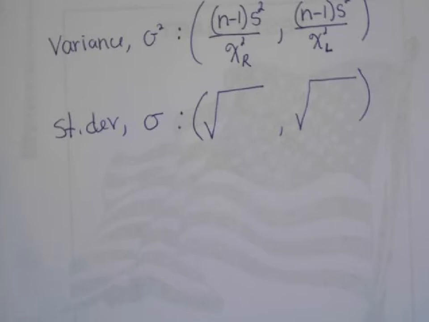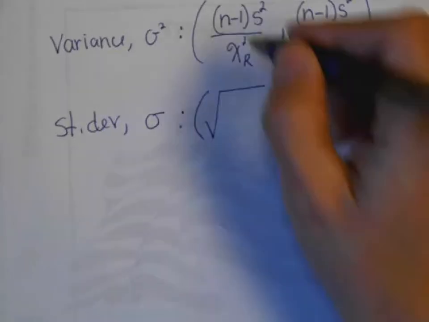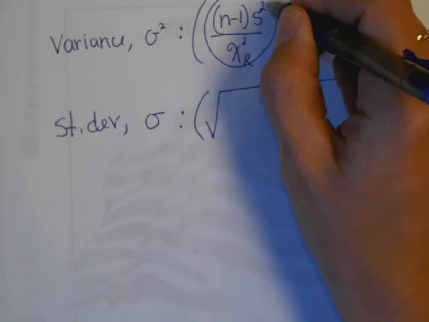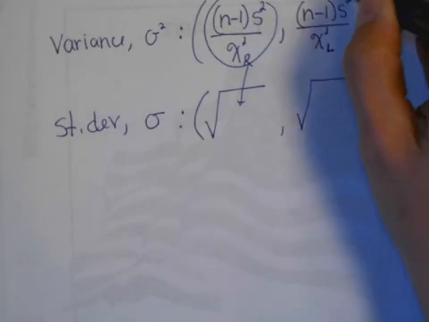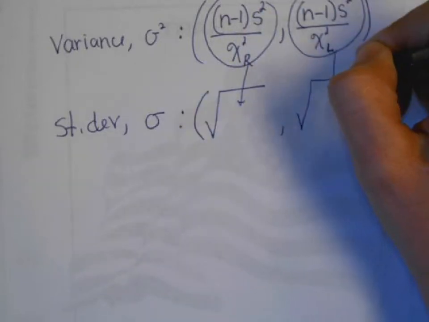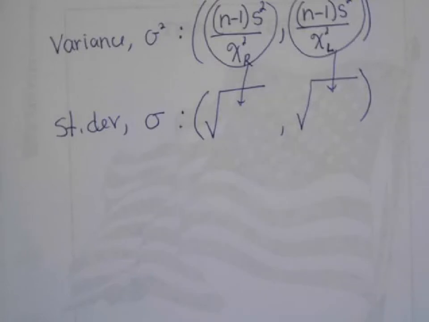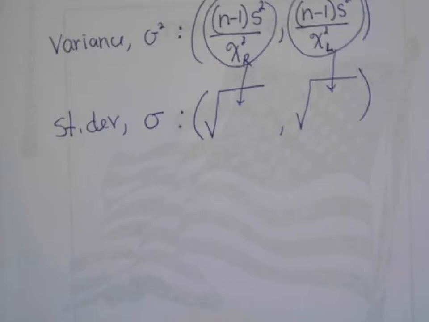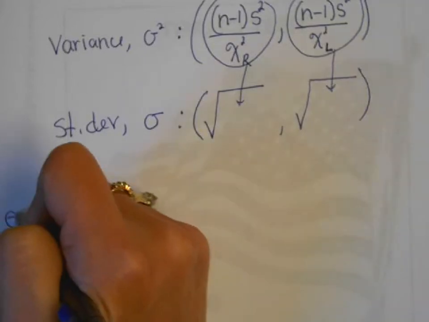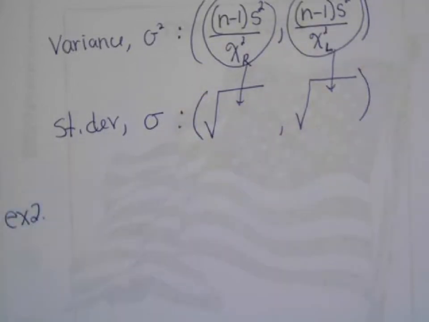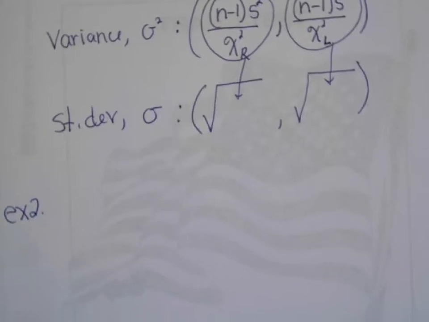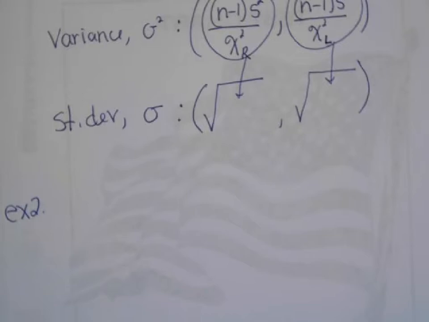Here we go. We're going to do two problems. One, and you'll see why. So is it just like the n minus 1 S squared shenanigans? Yep, just take the square root of that stuff. So it's a pretty easy process. As long as you can read the table, this is real easy. So example 2. Wait, just wait.